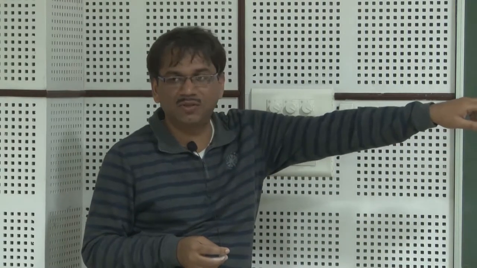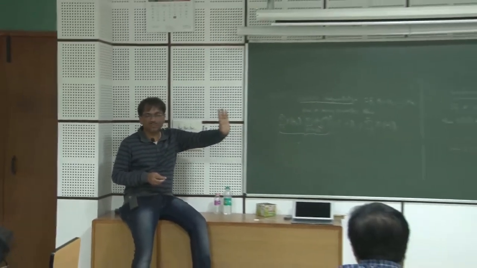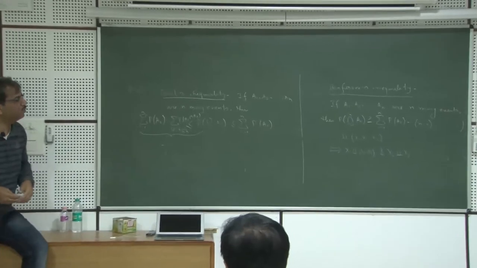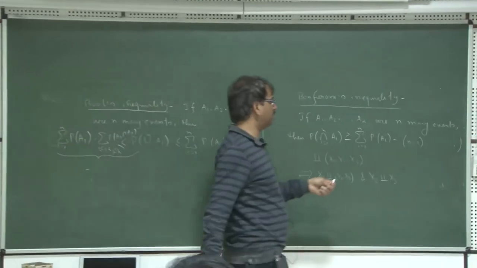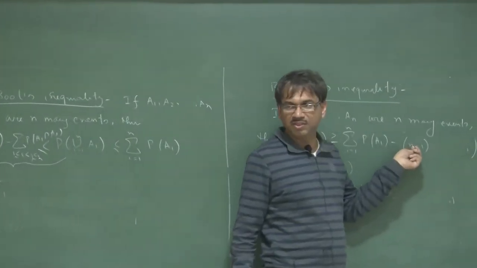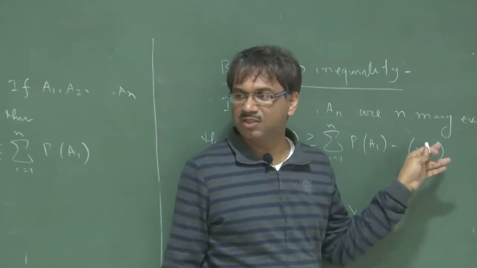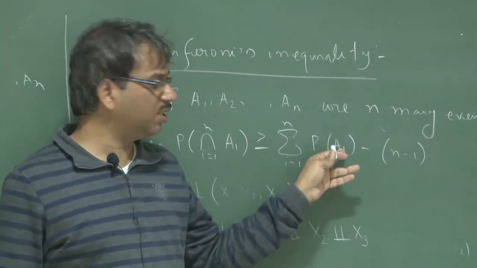So for each gene I am doing that type of test, some null hypothesis. So we have 20,000 hypothesis problems. For each gene I am doing the testing of hypothesis, then I am using Bonferroni's inequality: probability of intersection of AI is greater than or equal to summation over probability of AI, because n we know, suppose my number of genes is 20,000, so n is known to me, n minus 1 is known to me, probability of A1 is known to me.